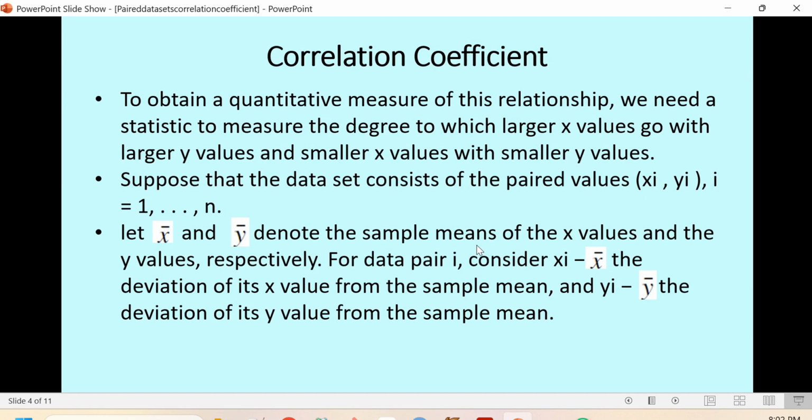First we have x and y, then we compute the mean values of x and y. They are x bar and y bar. Then for each pair, we compute the deviation of xi from x bar, so for each i we will have xi minus x bar and yi minus y bar. So we have the pair of deviations for x and y with respect to their mean values.